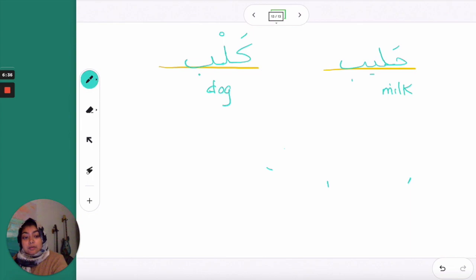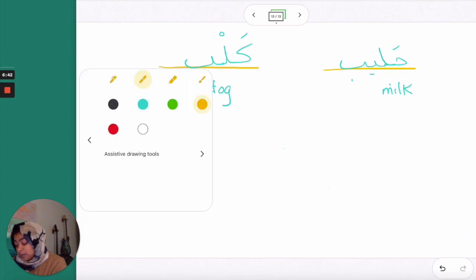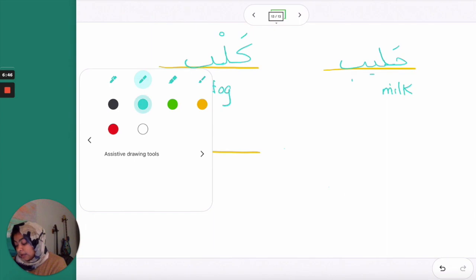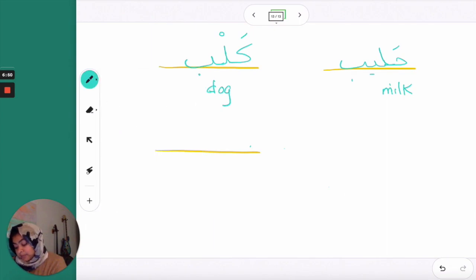I'm going to give you another word. Oops, the arrow was in the way. Same spelling, but has a heavy letter instead. Qalb. It's a heavy letter, so we have qa, lam, ba. Qalb, which means heart. So notice the difference between kalb with the kaf and qalb with the qa, right?